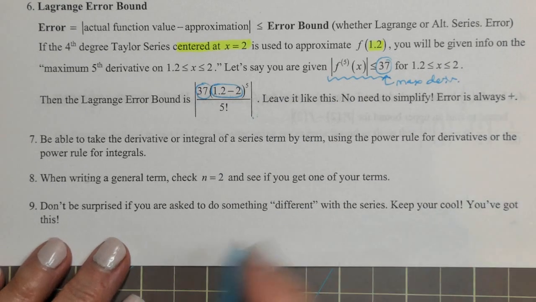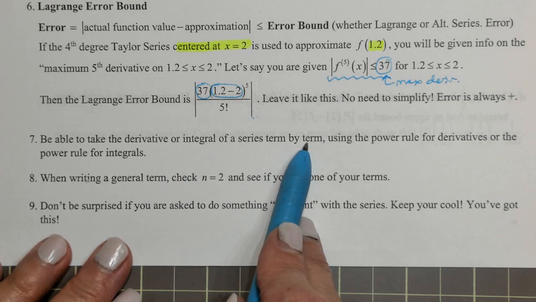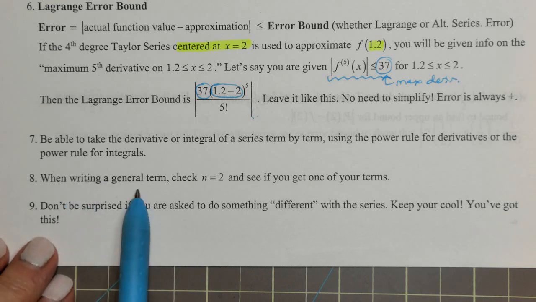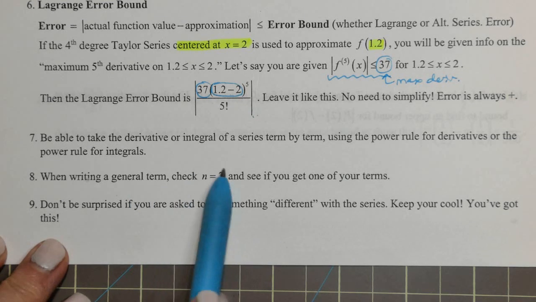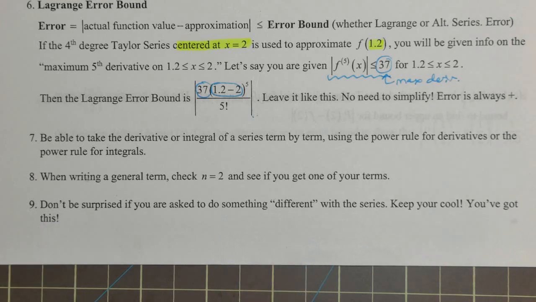All right, sometimes we take the derivative or integral of a series piece by piece, term by term, using the power rule. When writing a general term, check: put in an n value and see if you get one of your terms. And then, as always, don't be surprised if you're asked to do something different with a series. Okay? All right, let's go do one. 7 minutes. Alrighty. Very good.